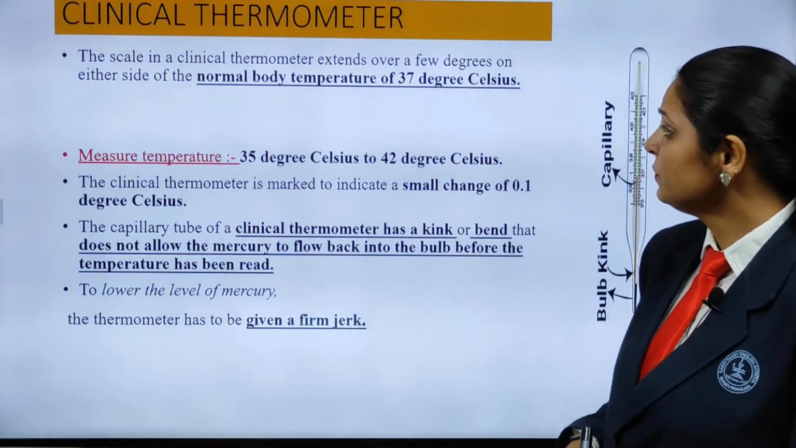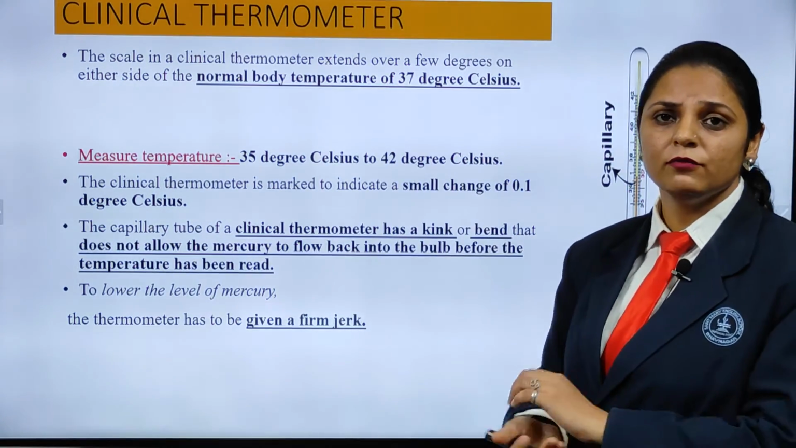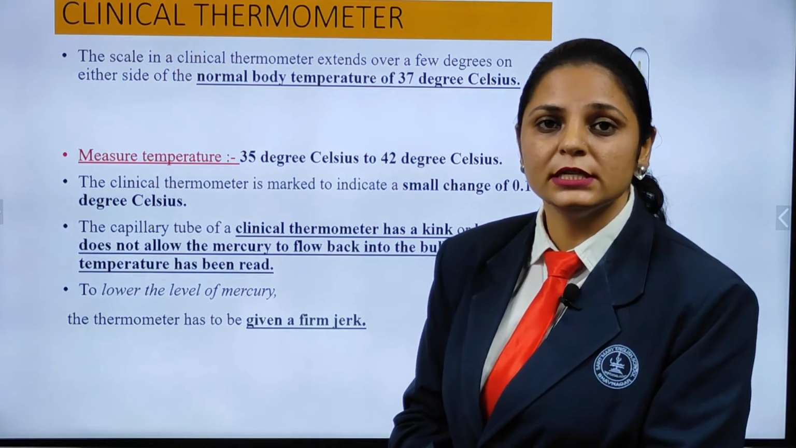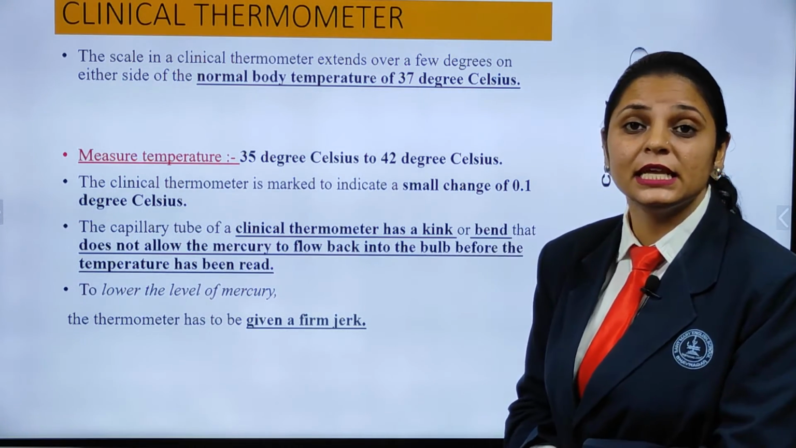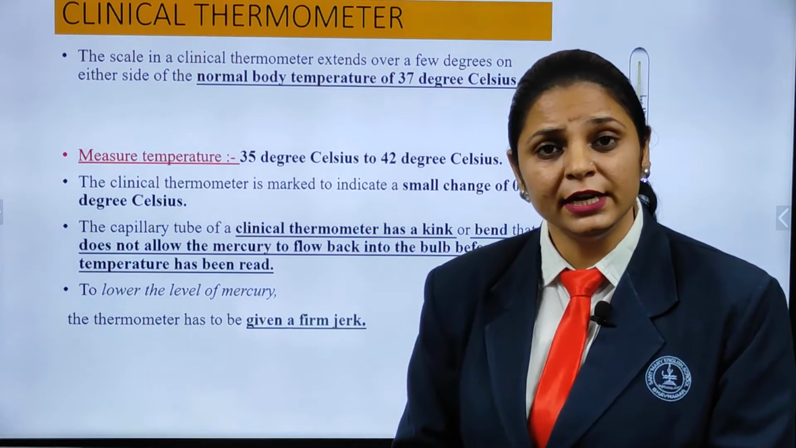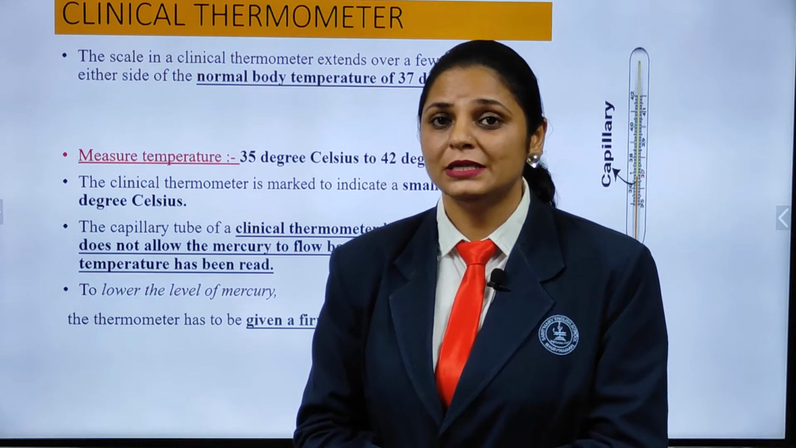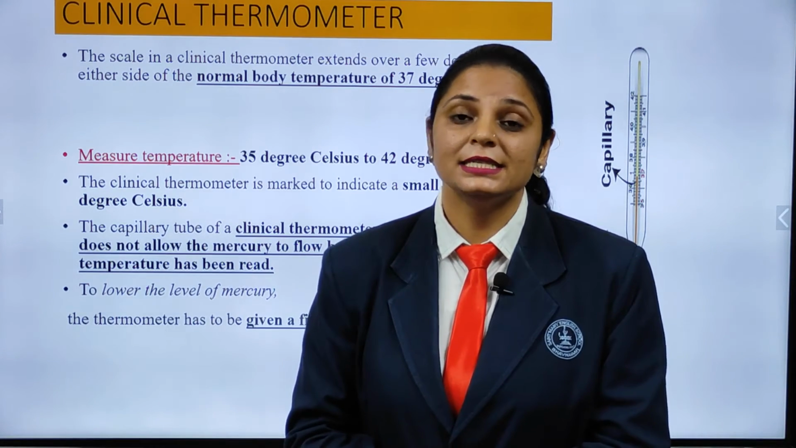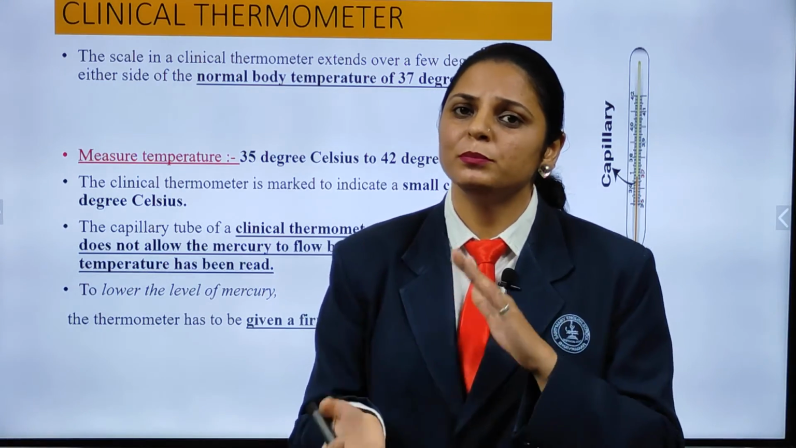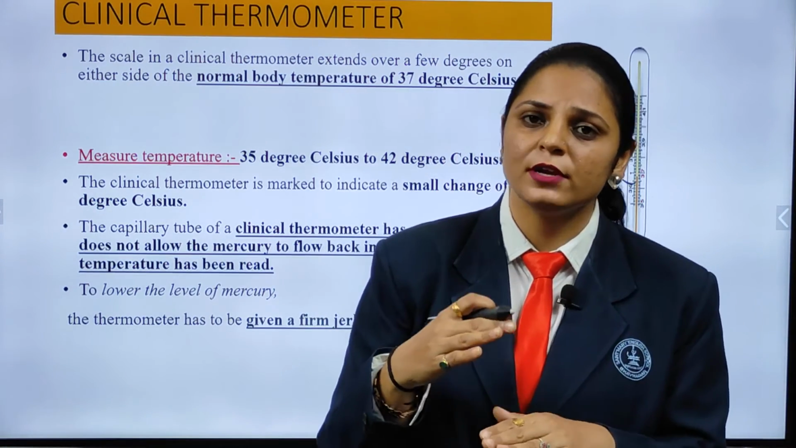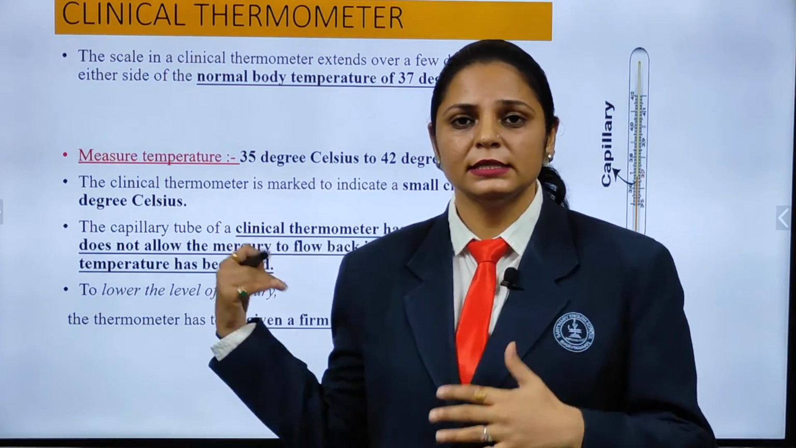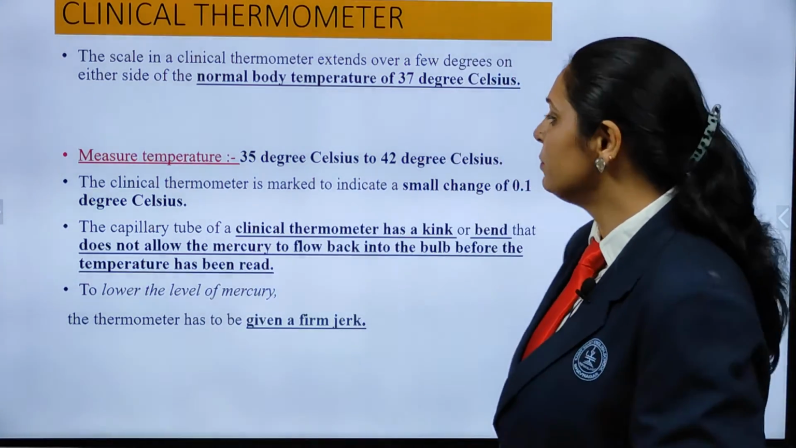The clinical thermometer is normally used for measuring body temperature, and you must know what the human body temperature is: 37 degrees centigrade. But the point to be noted here is that not every human possesses exactly 37 degrees. It is an average temperature. Many people have below 37 or above 37, or maybe right at the borderline. That is the 37 degree average temperature.